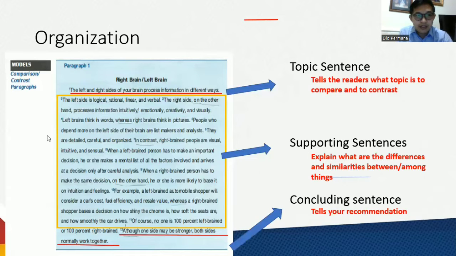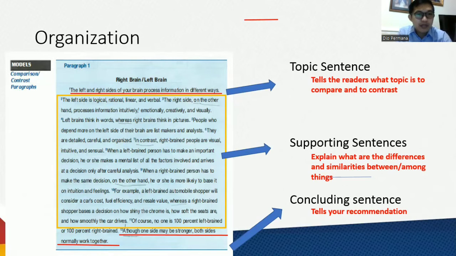Okay, this is the organization and an example of a comparison and contrast paragraph. As you can see from the picture, it explains the right brain and left brain. Here we have a topic sentence, supporting sentences, and a concluding sentence. The topic sentence is presented at the beginning of the paragraph. It is the way you tell the reader what topic is to be compared and contrasted. As you can see from the picture, the left and the right side of your brain process information in different ways. This is the topic sentence.